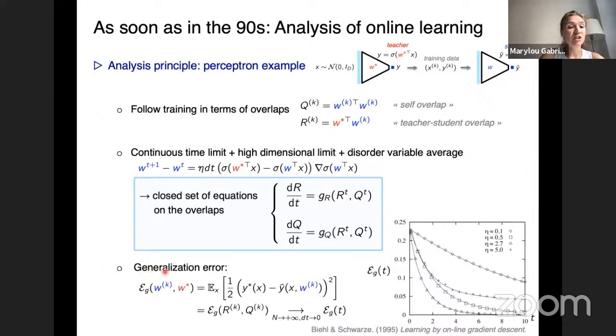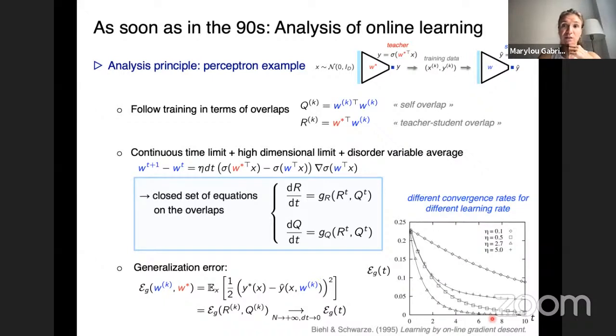And again, the generalization error, which corresponds to the expectation of the squared error over the whole data distribution, can itself be expressed as a function of those overlaps R and Q, and we can compute it in the continuous time limit as a function of time. This was, for example, done by Biehl and Schwarze in 1995 for the first time, where they looked at the different convergence rates of the generalization error that they got for different learning rates in a perceptron model.